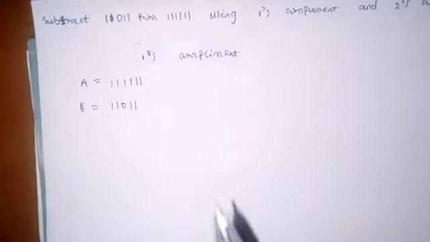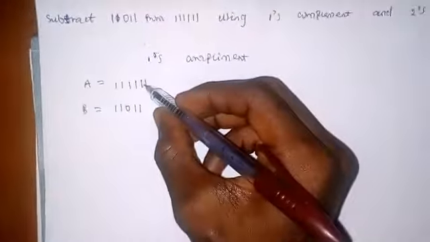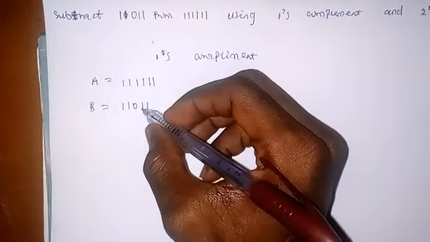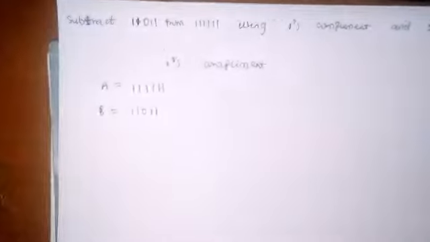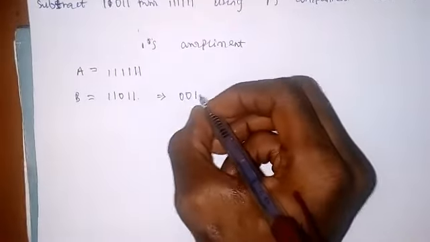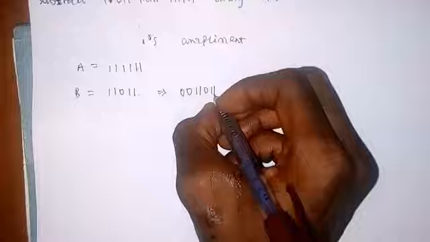The first step is that you have to make sure both A and B have the same number of digits, and you notice that A and B are not the same. How will you do it? You have to append 0. Where are you appending 0? You are appending 0 at the extreme left. Now B will be 011011.